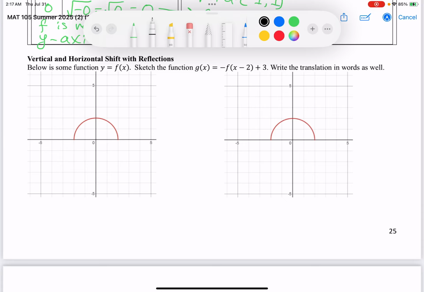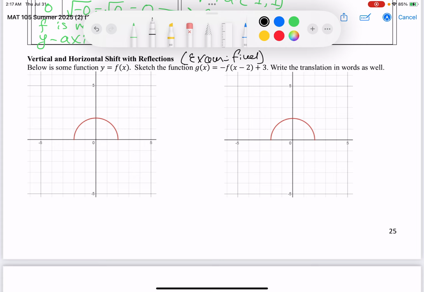Okay, so now we're going to do an example where we're applying multiple translations. And as you can see, it's vertical and horizontal shifts with reflections. And I can say without any certainty, this will be an exam question. And I'm going to put it on the final exam in this case.